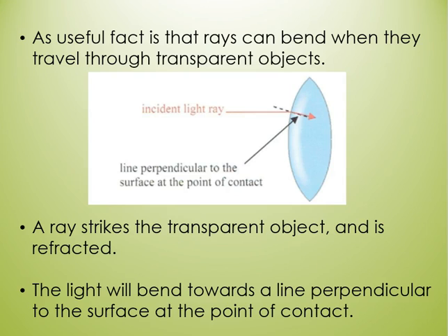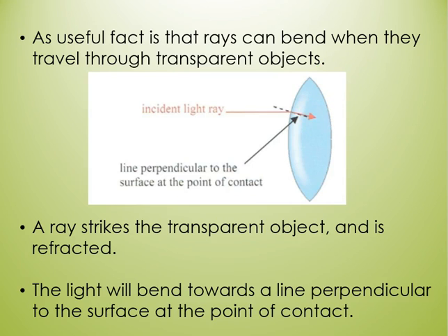So, a useful fact is that rays can bend when they travel through transparent objects. This has been shown with the experiments we've done so far in the text. So here's a lens and here's a ray that is entering the lens, and it enters at a line perpendicular to the surface at the point of contact. So the line comes in at this point and it actually enters perpendicular to the shape there at the surface.